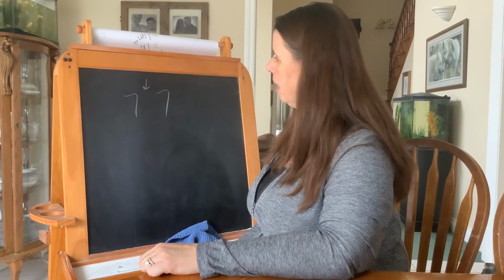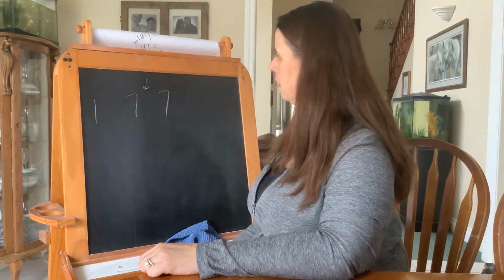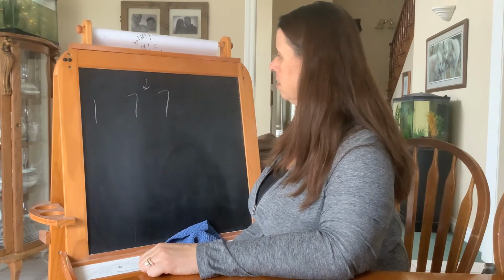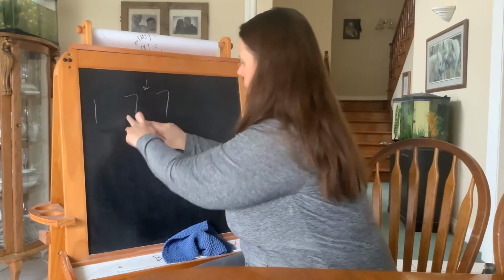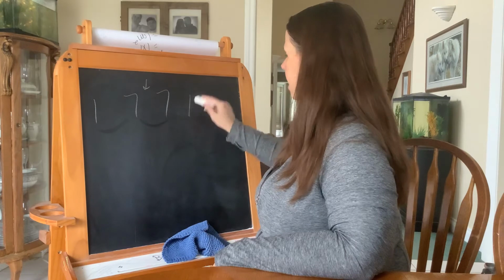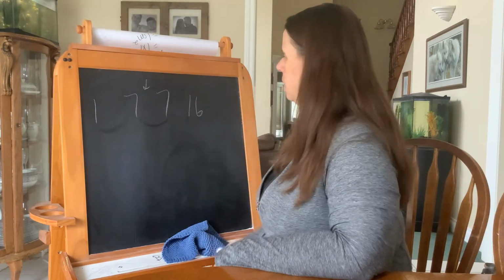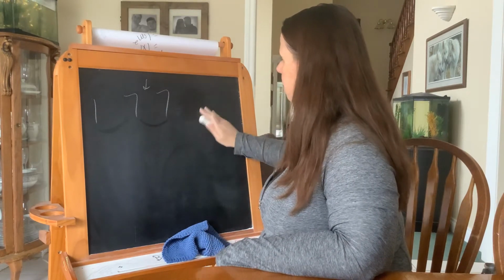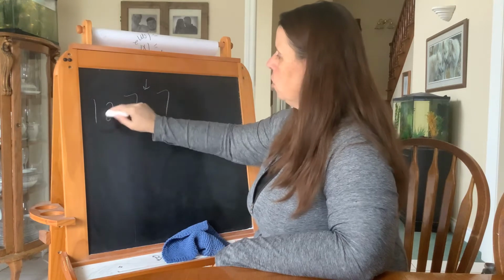So what if I added a 1 down here? Well, that's still 7 because I'm going to walk in 1 and I still got 7. What if I added 16 here? Well, it's still 7, so that's not a good idea. What if I added 2 here?